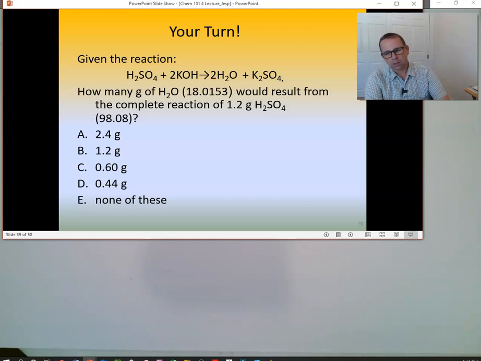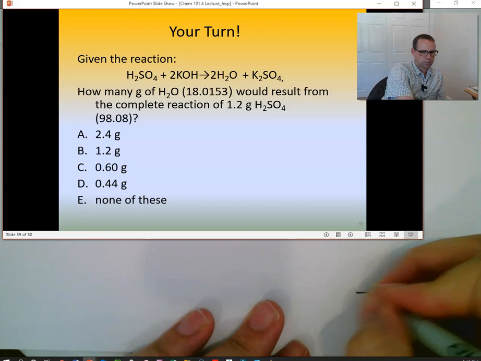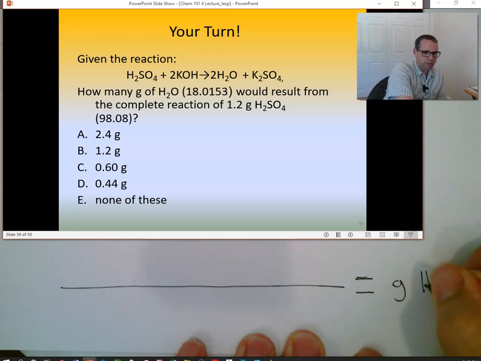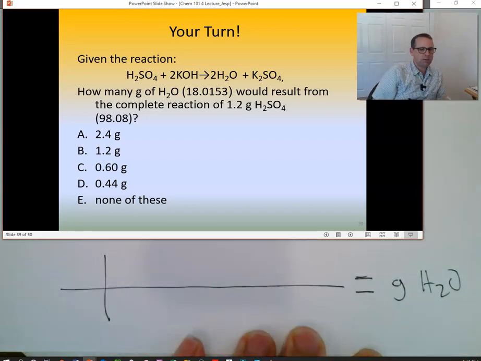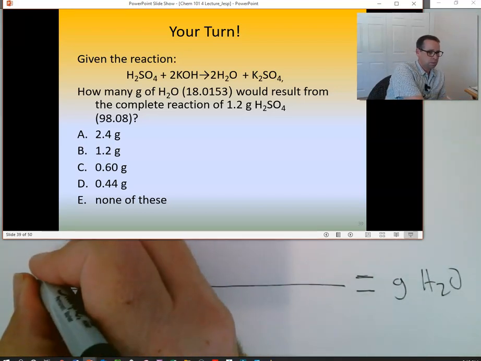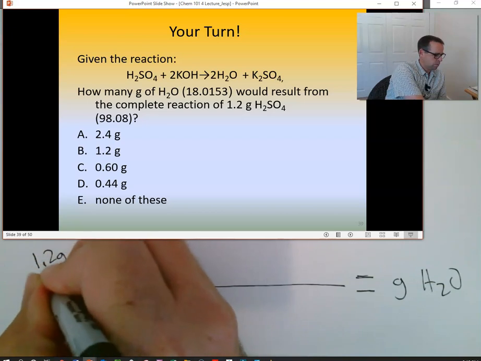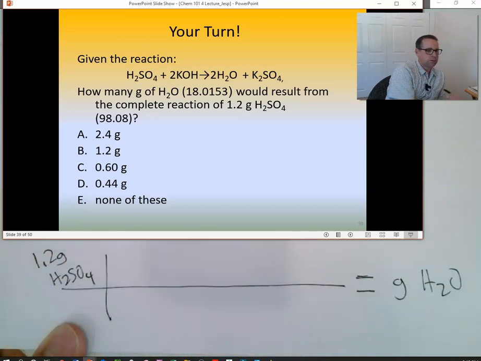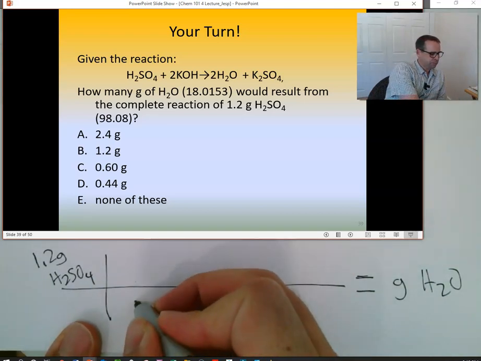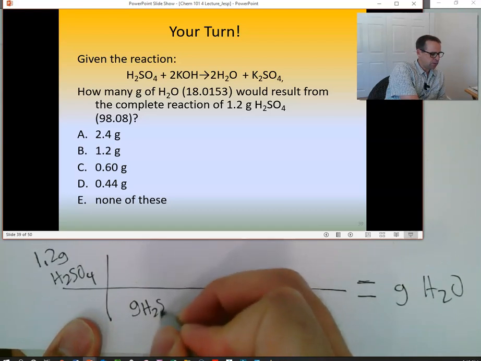All right. So what goes to the right of our equal sign? What's our unknown? The grams of H2O. Grams of water. That's right. Grams of H2O. What do we start with? Top left? The 1.2 grams of H2SO4. Very good. 1.2 grams of H2SO4. All right. Help me out. Where am I going to go? So right there, we'll write H2SO4. We got to write grams, right? Grams, H2SO4. Right. Good.